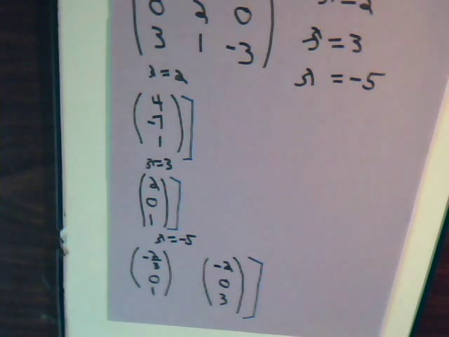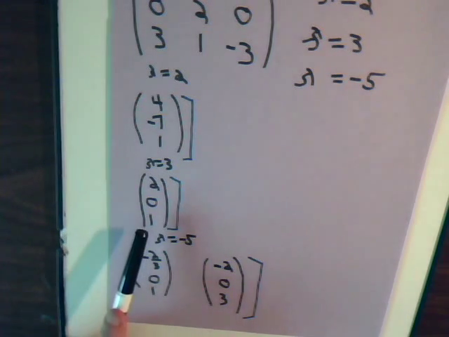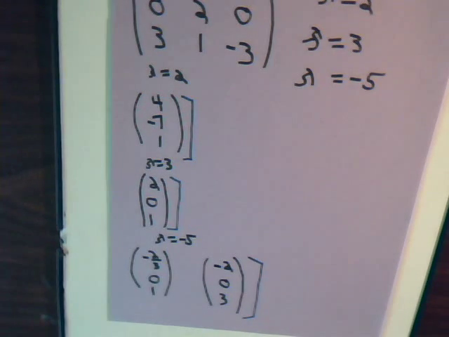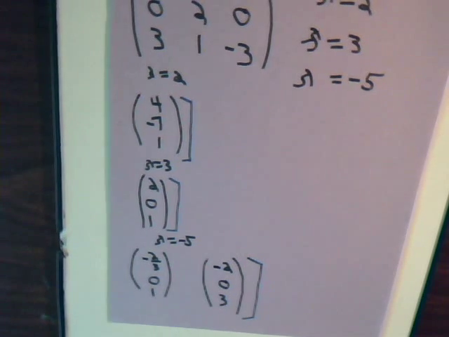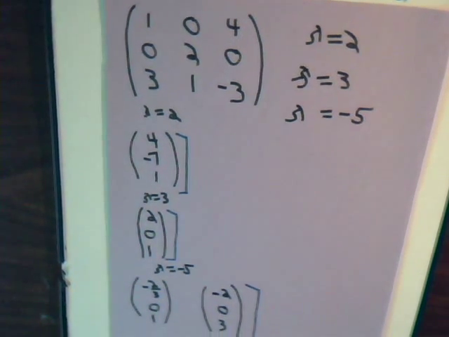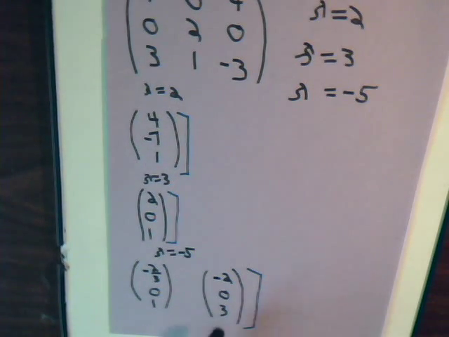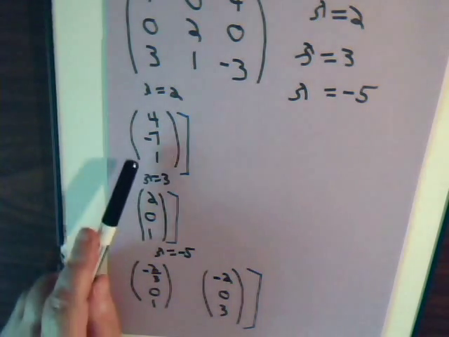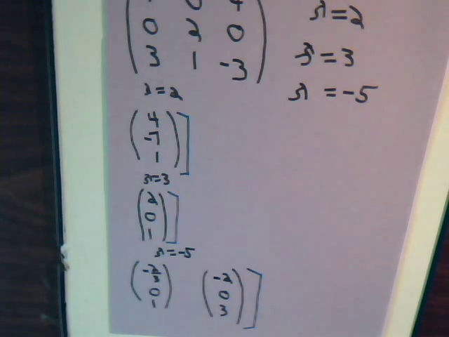Remember, when you have an eigenvector, if you multiply it by a constant, that is still an eigenvector of that particular matrix. So we could multiply through here by 3, and this would still be an eigenvector. So here, here, and here are 3 different eigenvectors that correspond to this matrix. What we want to point out is that these 3 eigenvectors are linearly independent.